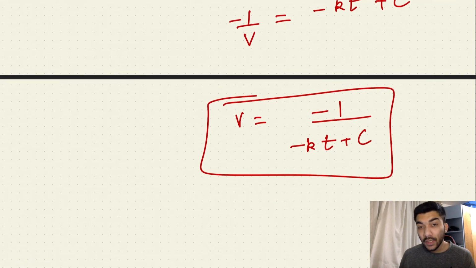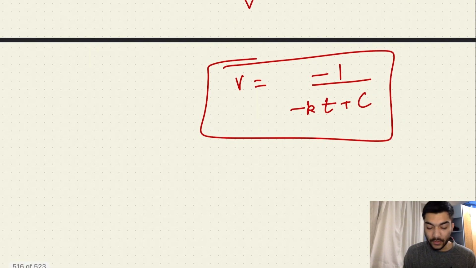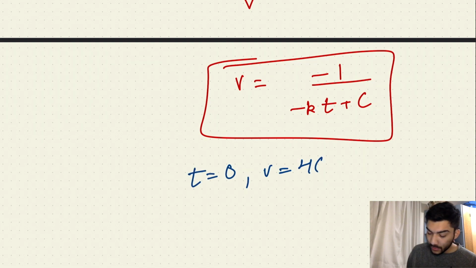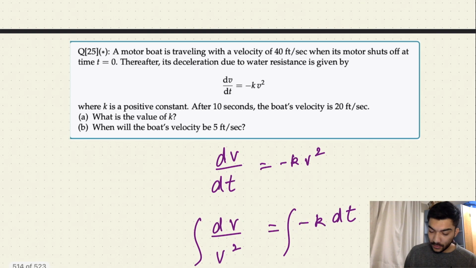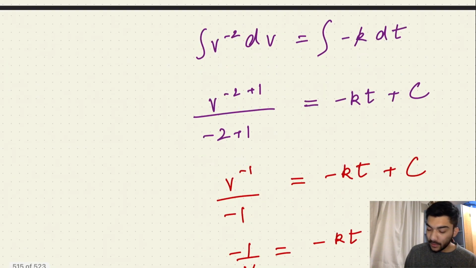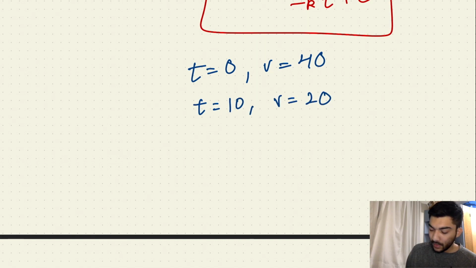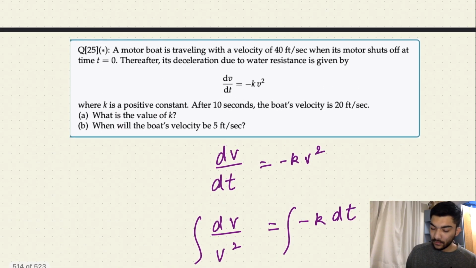And now we can use all the given information in the question to solve for our values of capital C and the value of the constant k. So in this question, we have been given that when t is equal to 0, our v is equal to 40, which is provided over here. And we also know that when t is 10, our v is 20. So when our t is 10, our v is 20, right?